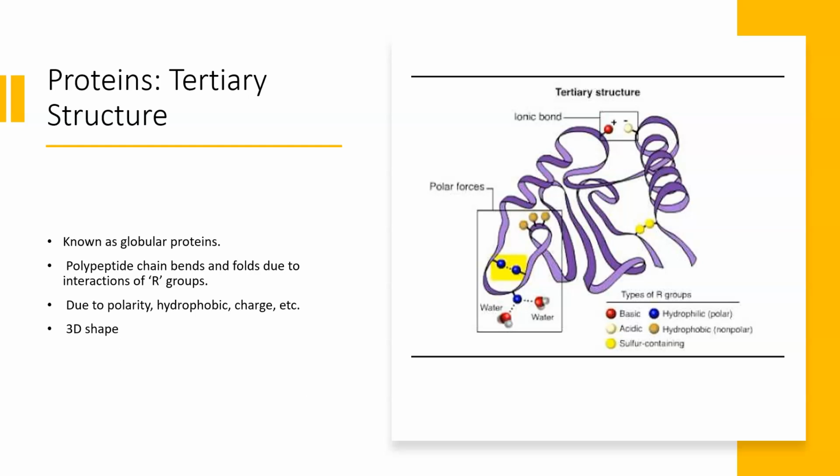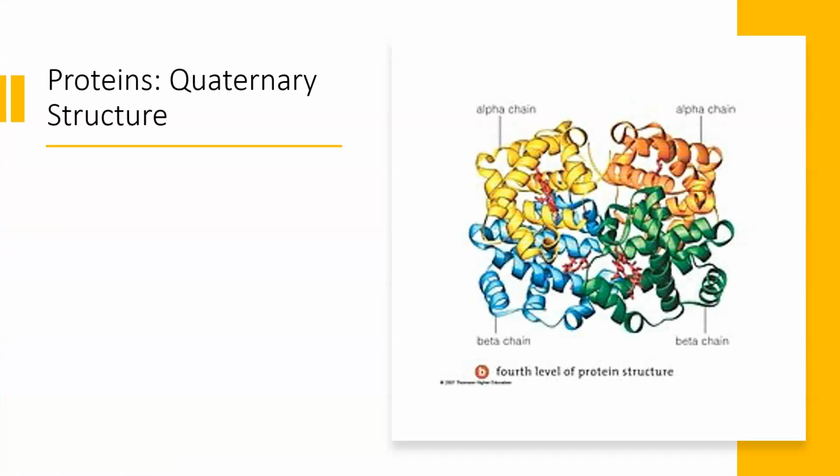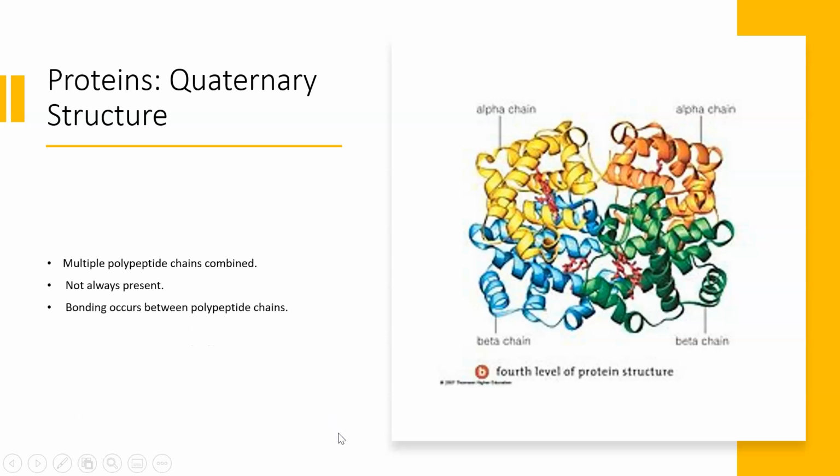And you must remember, we're thinking of this as a 3D shape. This is not just 2D. Now, in some cases, our polypeptide chains interact with other polypeptide chains, and you end up with what we call the quaternary structure. Now, this isn't always present, so it doesn't always happen. You don't always have proteins that are several chains interacting, but sometimes you do, okay?